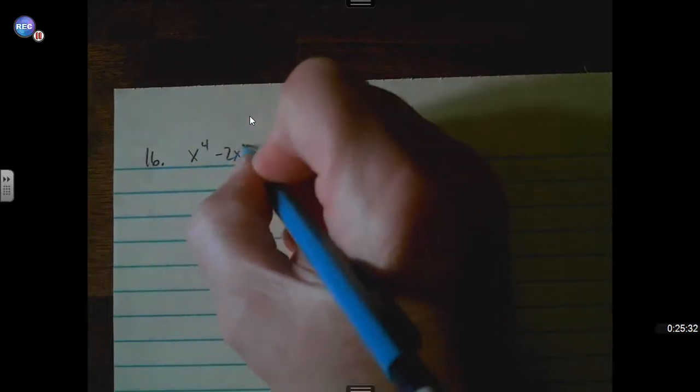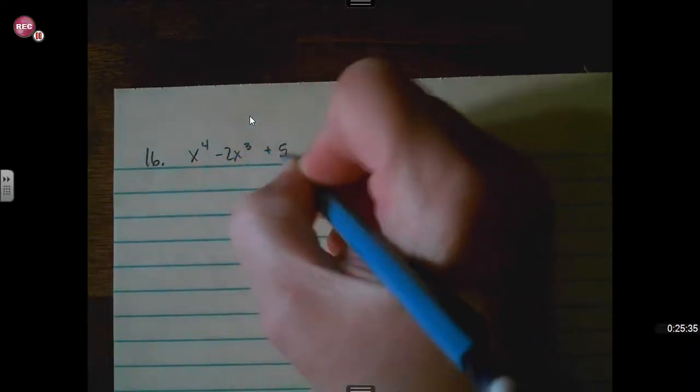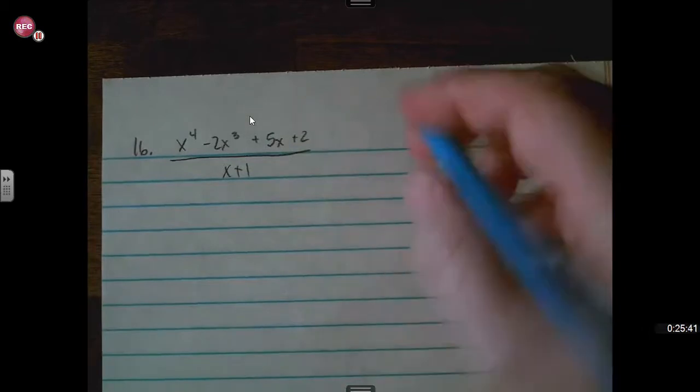Number 16. Here we go. Find the quotient and remainder. Ooh, this is a good one. Find the quotient and remainder when x to the fourth minus 2x cubed plus 5x plus 2 is divided by x plus 1. So we'll use synthetic division there.